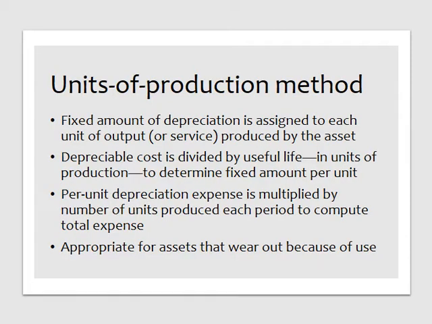With the units of production method, a fixed amount of depreciation is assigned to each unit of output or unit of service produced by the asset. The depreciable cost is divided by the asset's useful life in units of production to determine this amount. The per unit depreciation expense is then multiplied by the number of units produced each period to calculate depreciation. The units of production method is appropriate for assets that wear out because of use, such as cars, engines, and printers.